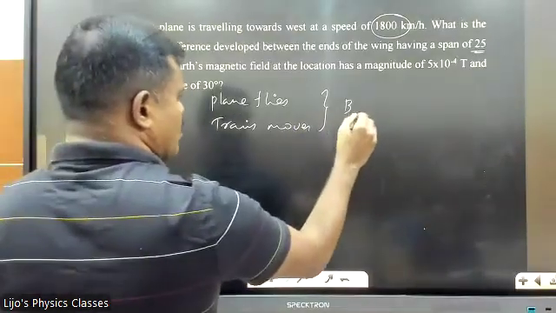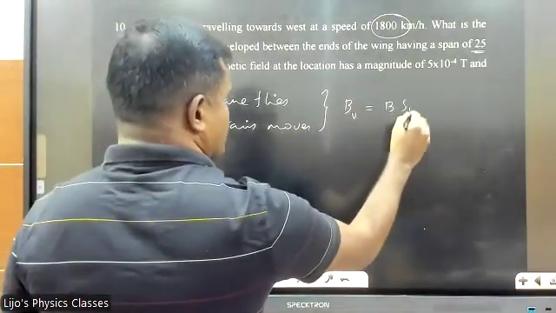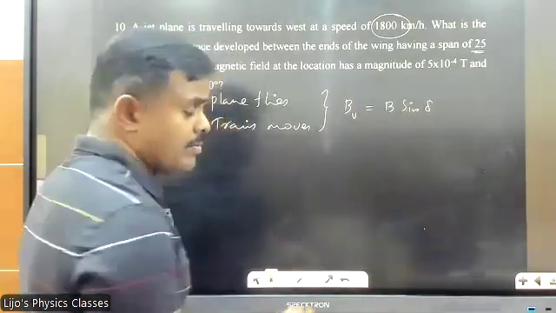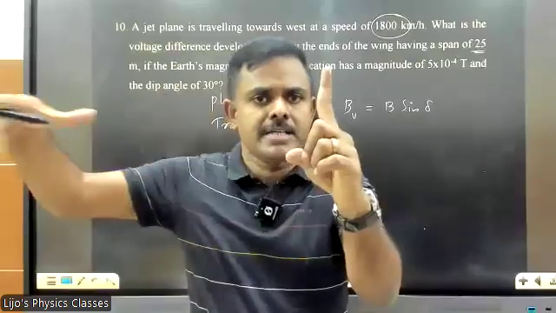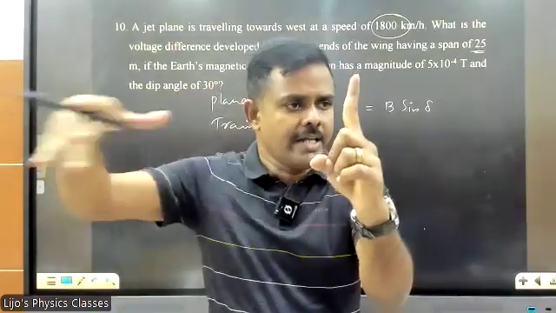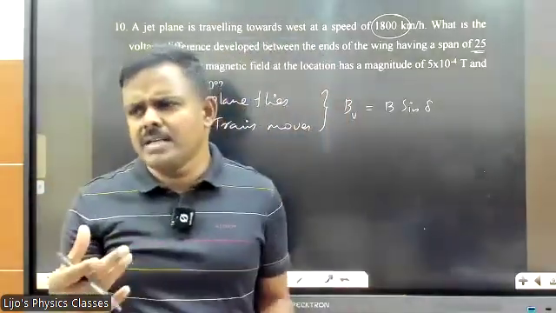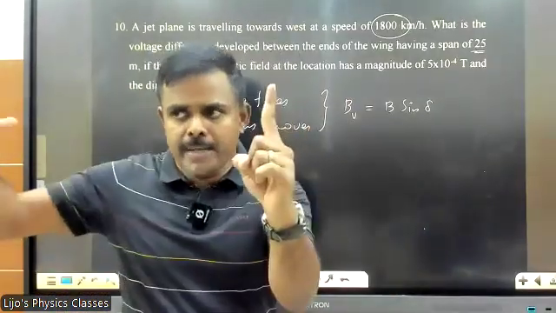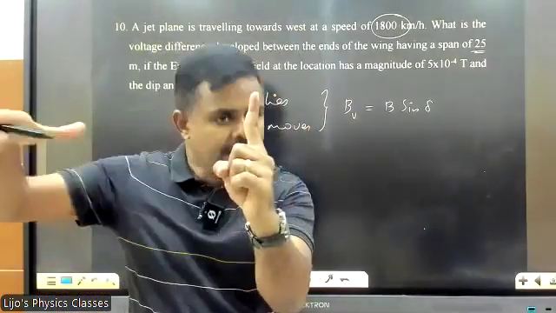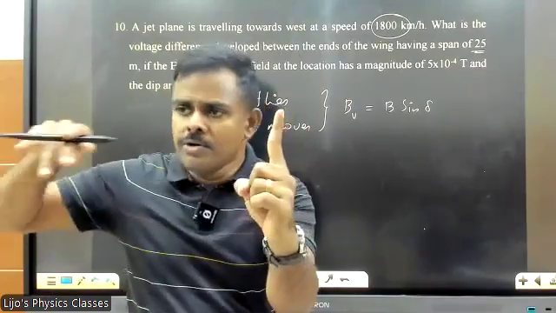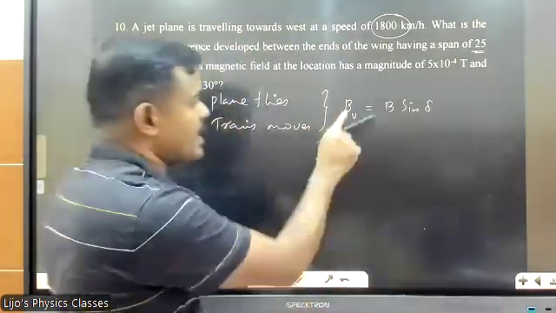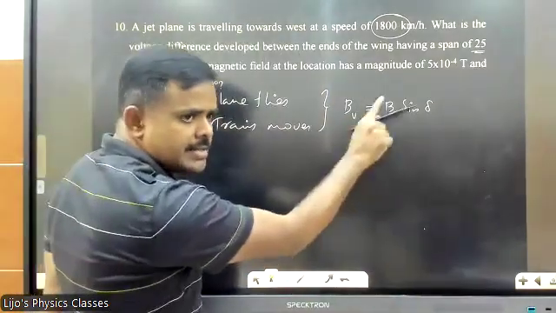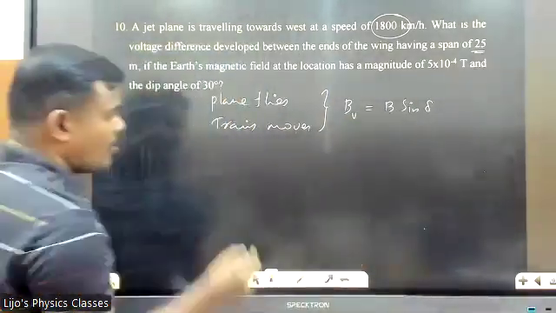Both cases, which component is intercepted? When the plane flies, it is cutting the vertical component, right? Look at me, please. One last time. When the plane flies, it is intercepting the vertical component. When the train moves, it is intercepting the vertical component. How to get the vertical component? B sine delta. Only that case.